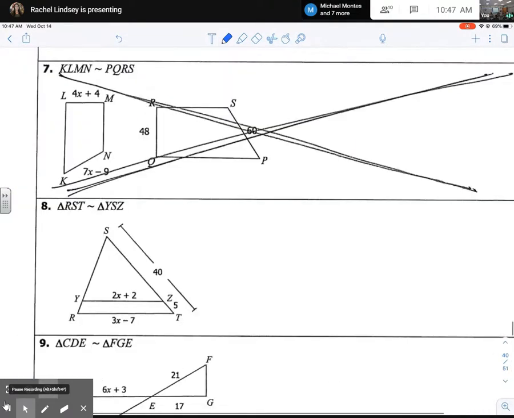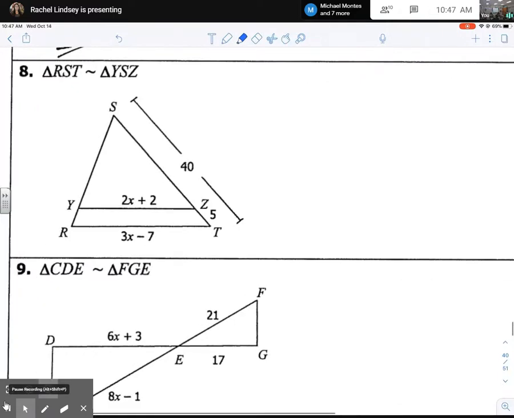Okay, so on number 8, I'm just going to highlight the triangles the way that they already are. Did you get a decimal? Not 4.4. So I'm just going to look at the sides that I know I have. So I know I have YZ. YZ goes with RT. So those two sides are proportional.